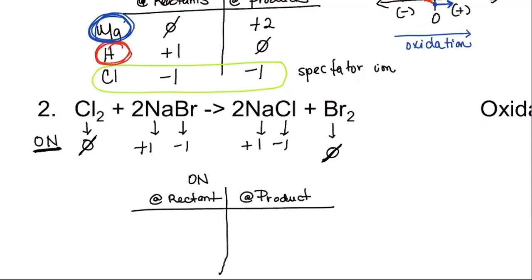Okay. What am I going to investigate? I'm going to investigate Cl, Na, and Br. So at the reactant, Cl started at 0, Na was a +1, Br was a -1. In the product, Cl is a -1, sodium is a +1, bromine is a 0.